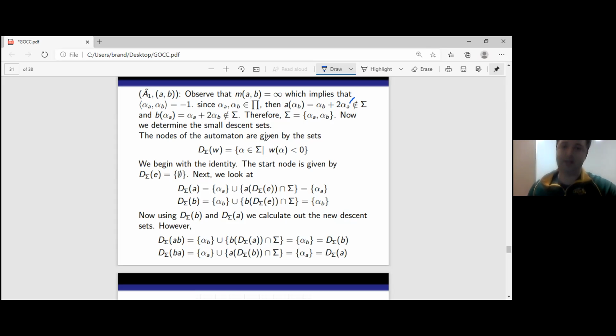Then you determine your small descent sets. This is the definition of your small descent sets: you take a root in your small roots, and then you hit it with a word, and it's supposed to be less than 0. So you begin at the identity, and the start node is given by the empty set. We go up where we hit with A and we hit with B, and we have alpha A and alpha B. Once we have that calculated, which is alpha A, alpha B as a set, then using those descent sets, you calculate the new descent sets. However, when you hit B with A or A with B, you're going to end up in the opposite one.